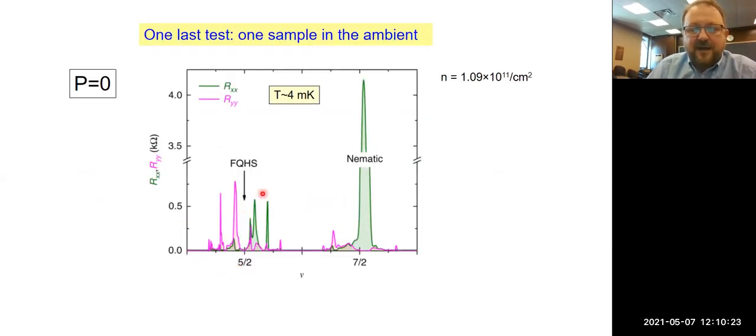So this is now a sample that has 0 pressure. It's a 30 nanometer quantum well sample. The only thing that we have is that the density is about 1.1 times 10 to the 11. So what you see is that at 7½ there is a huge nematic phase. At filling factor 5½ the behavior is pretty complicated, but certainly right at filling factor 5½ we have an energy gap. The resistance vanishes.